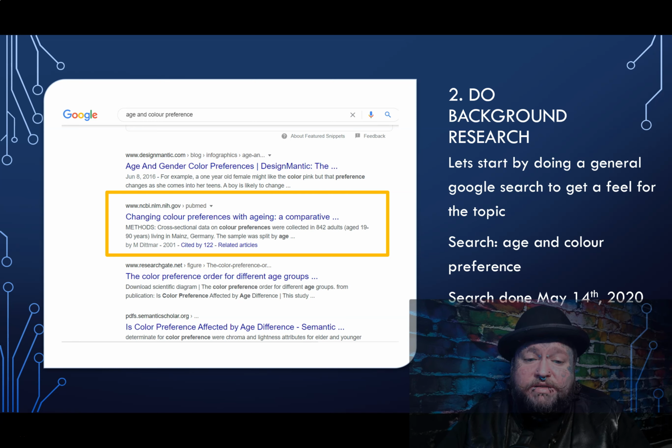This is a result from Google Scholar, just using the keywords age and color preference, keeping it very general for now. This search was done on May 14th, 2020. There are some different results here: age and gender, color preference, the color preference order of different age groups, is preference affected by age differences? Good, there's some stuff that shows connections. We don't know the quality of these yet or how to dig into them. We know that some other studies have also looked into gender as an effect of this.